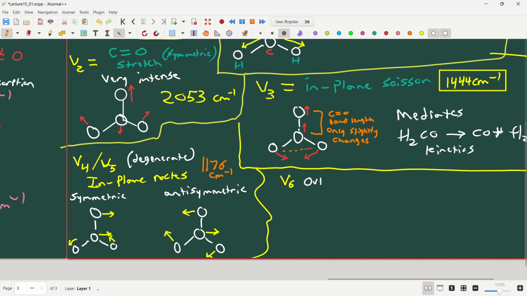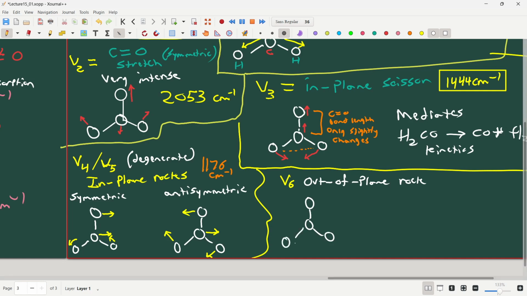This is the out-of-plane rock. Which means we're going to come out of the board instead of being on the plane of the board. So one hydrogen moves out of the board. The other hydrogen moves out of the board. The carbon moves inwards, and the head moves toward. There we go. And this one is also a rock.